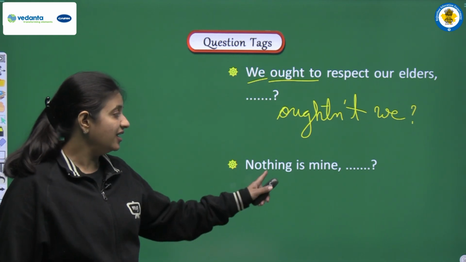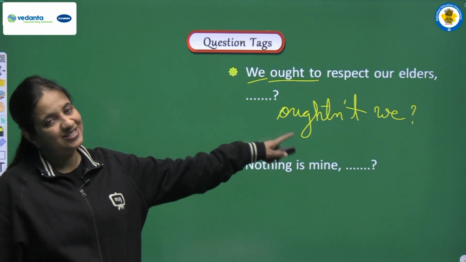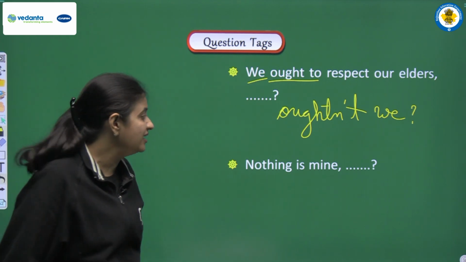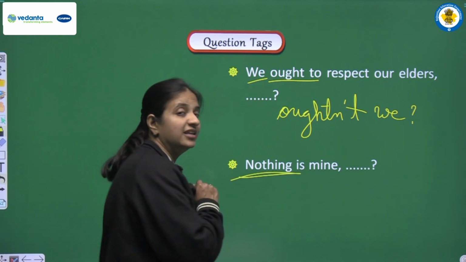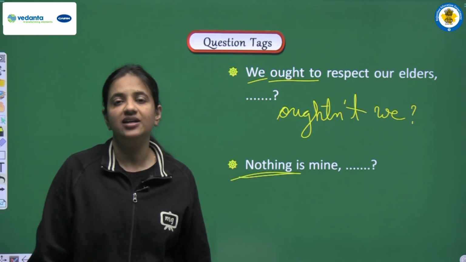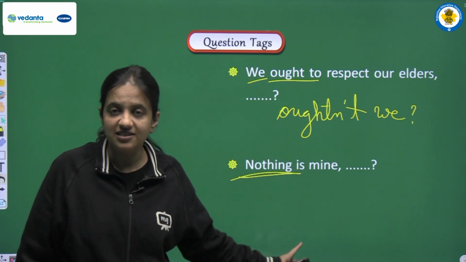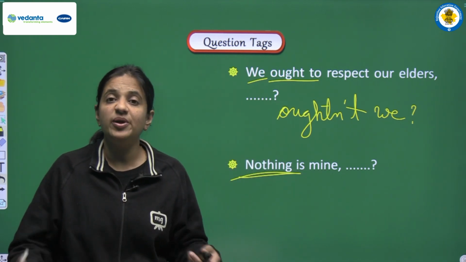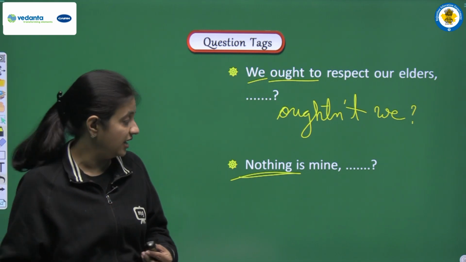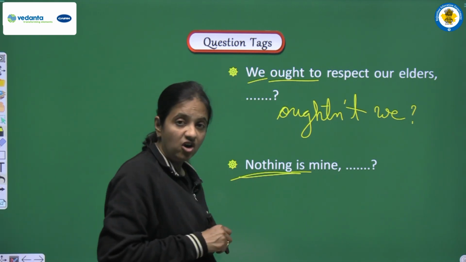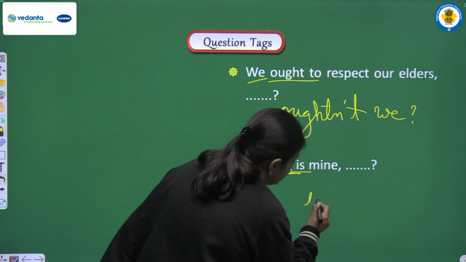Next is "Nothing is mine." So yes, it's a very tricky one, and it's very important. We have to observe that "nothing" is one of the negative words. Because of this word we can say that we are having a negative sentence here. So the question tag will be positive. This is the first thing. We are having "is" as the auxiliary, so we will write "is".